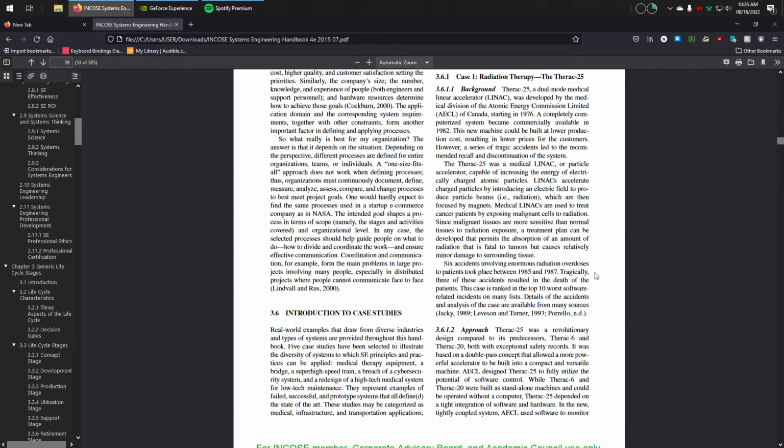Six accidents involving enormous radiation overdoses to patients took place between 1985 and 1987. Tragically, 3 of these accidents resulted in the death of the patients. This case is ranked in the top 10 worst software-related incidents on many lists. Details of the accidents and analysis of the case are available from many sources.